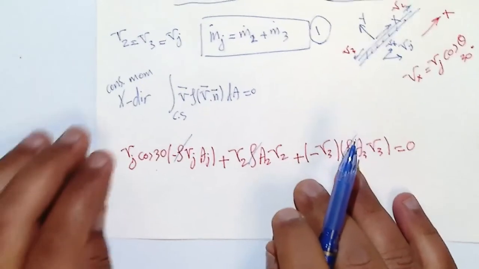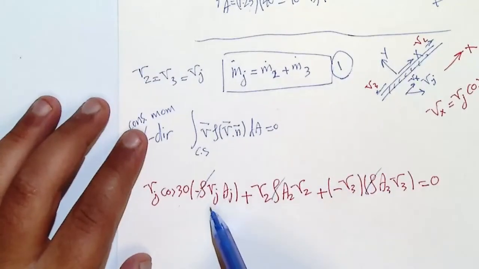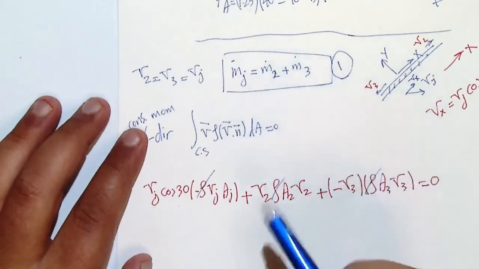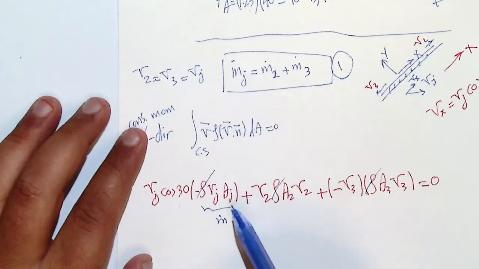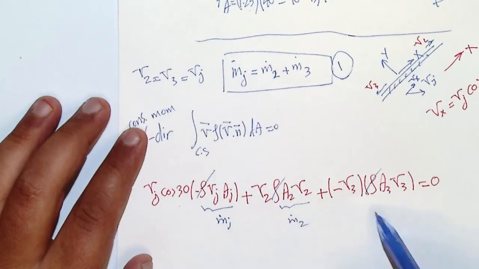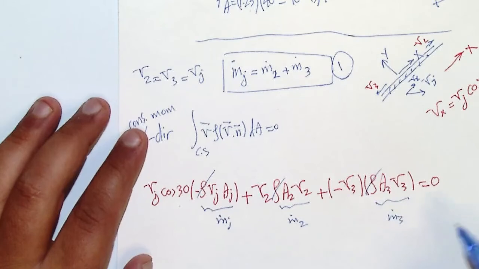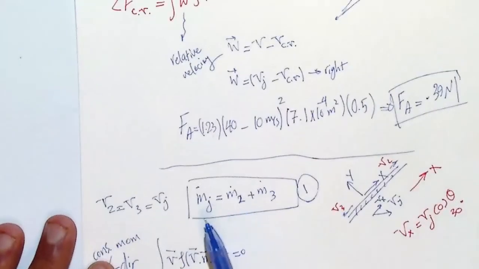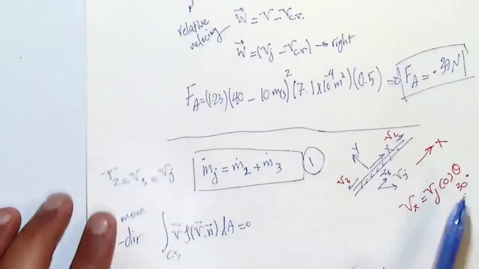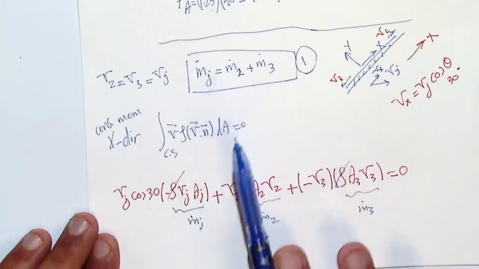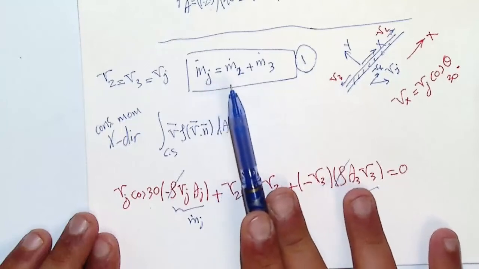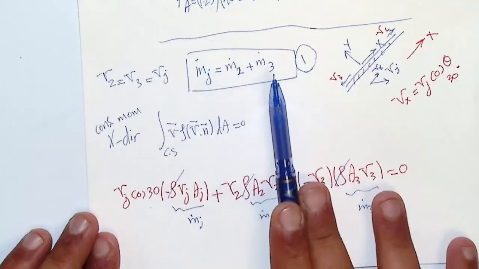And also it's better to just replace these rho A V with m dot, right? You can say that this is my m dot j, and that's my m dot 2, and that's my m dot 3. Why are we going to do that? Because we have another equation here between m dot j, m dot 2, and m dot 3. So if we rewrite this equation in this way as well, then we can compare these two and solve how much of the m dot j passes over part 2 and how much of that is going to pass in part 3.